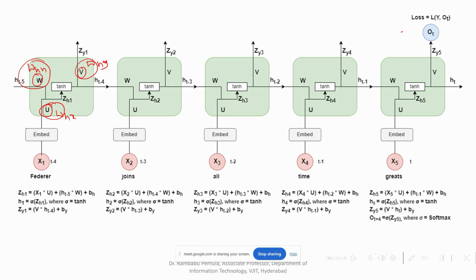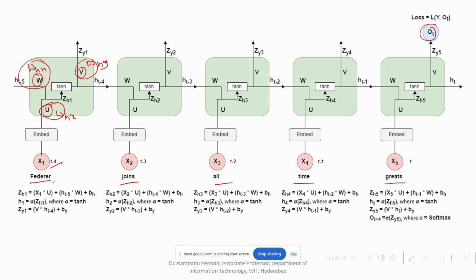So in this series, this is the final node, and the final output is at O_t, at the present time t. For example, here the inputs are "federal", "giants", "all", "time", "grades". These are the different inputs at different timestamps.